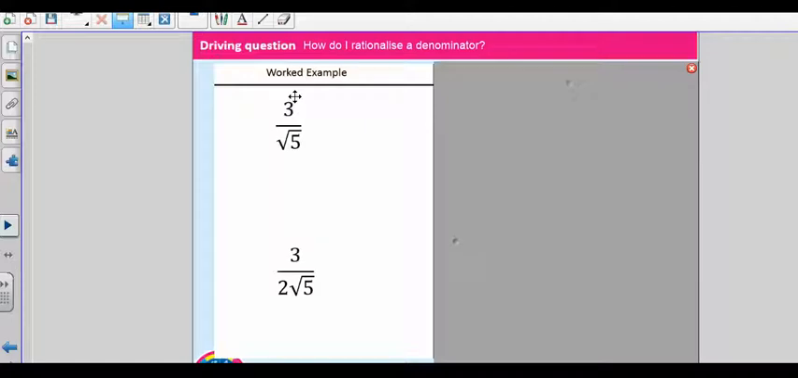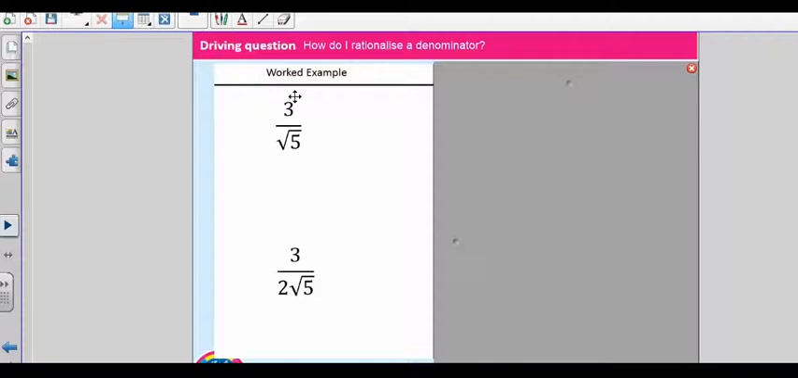So I want to make the denominators rational. I don't want them to be thirds. So what we do for this is we make equivalent fractions. We want them to be the same value, not going to change the value of the fraction, but we're just going to rationalise it.